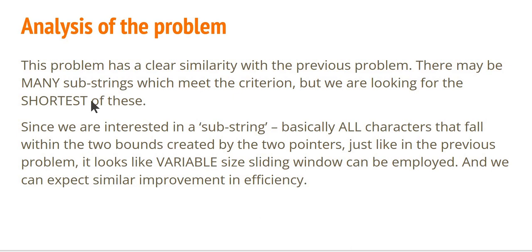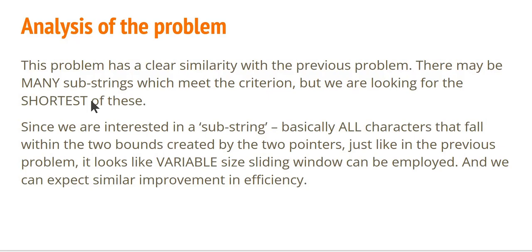This problem of finding the shortest substring that has all the characters that we are looking for is clearly very, very similar to the previous problem, which was to find the shortest subarray that added up to a given target. The reason is very simple, because there could be many, many substrings out there which meet the criteria that they have at least one character, but we are looking for the shortest of this.